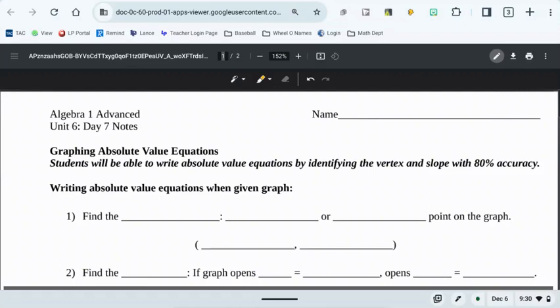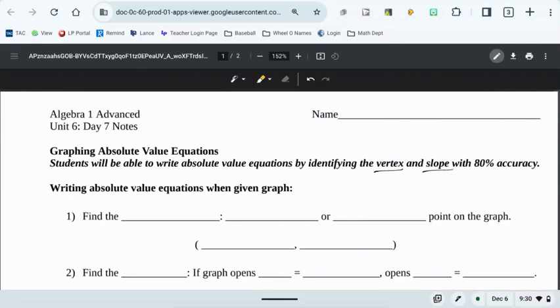Hey everyone, welcome into Unit 6, Day 7, the last day of notes for this unit. Today we are going to be graphing absolute value equations. Students will be able to write absolute value equations by identifying the vertex and the slope with 80% accuracy.